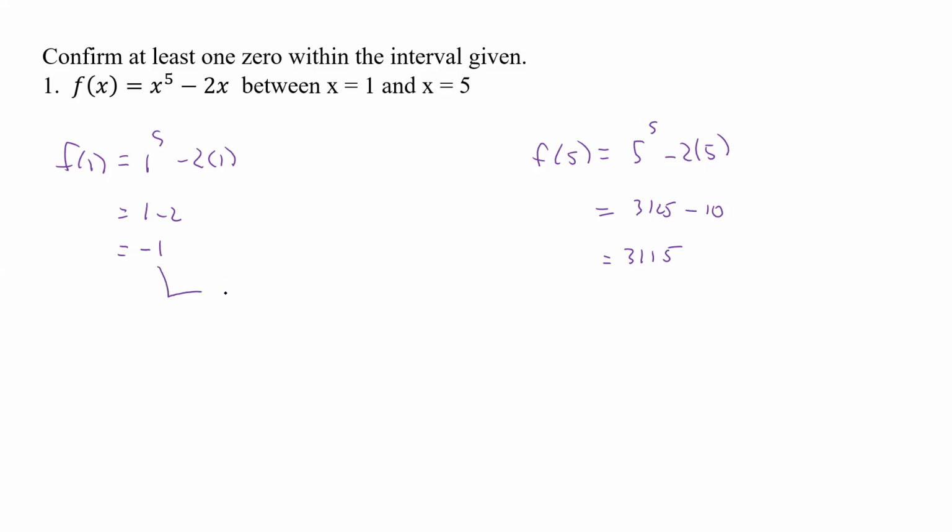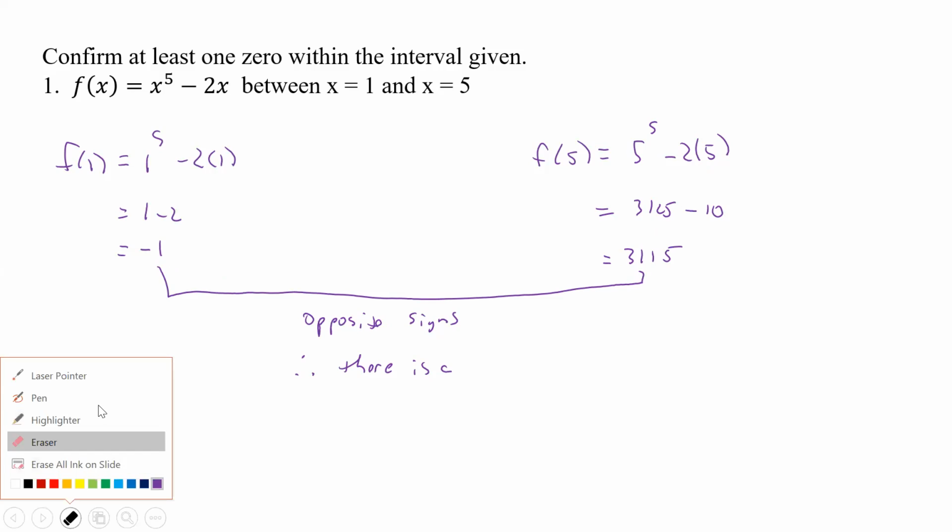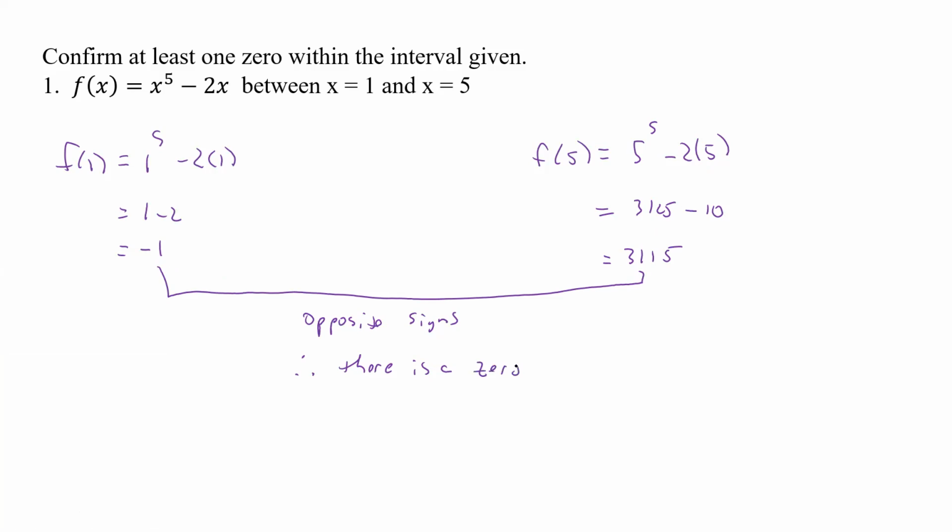Well, guess what? Those are opposite signs. Therefore, there is a 0. Let's just erase that. Between 1 and 5. Okay. So that's all it asked for.